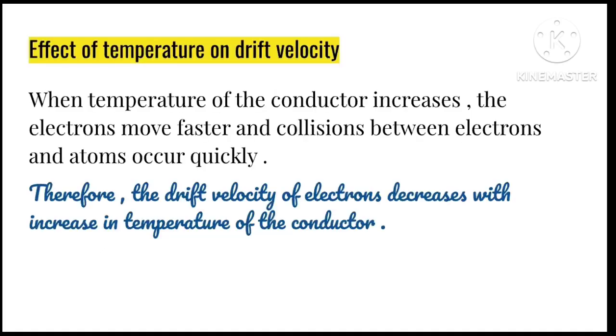Suppose we are increasing the temperature of a conductor. With the increase in the temperature, the electrons move faster as they are more free to move inside the conductor. But with this, collisions also increase, and due to the collisions, they collide with the atoms or the ions of the conductor and come to rest faster. The drift velocity of electrons decreases with increase in temperature of the conductor.